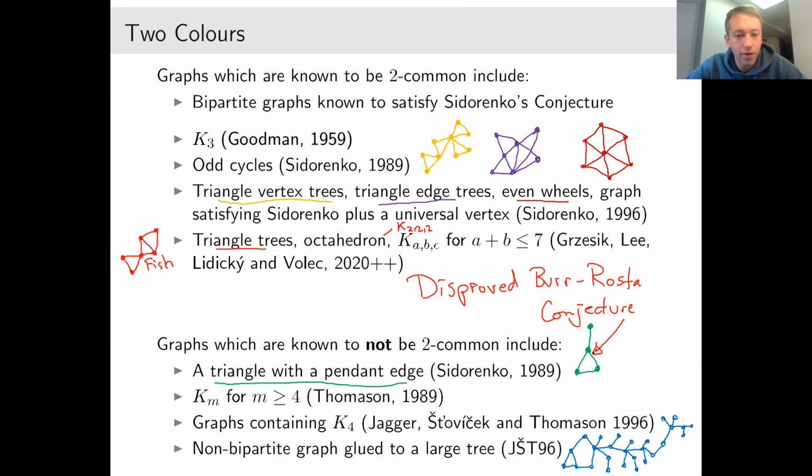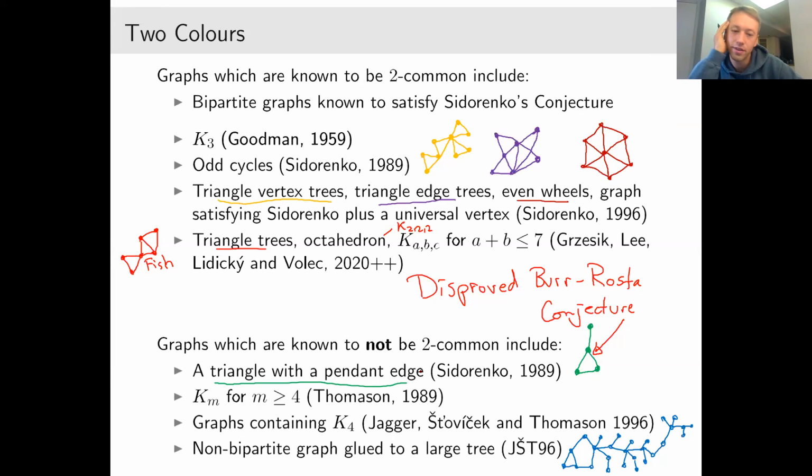Right, I've also mentioned that Km is not 2-common for m at least 4. I just mentioned the case of K4, but this is true as well. And this is, like I said, due to Thomason. Then this was extended quite substantially by Jagger, Šťovíček, and Thomason to any graph that contains a K4.